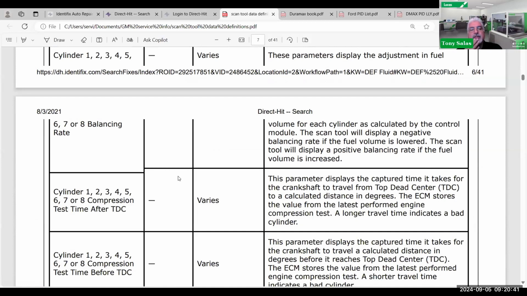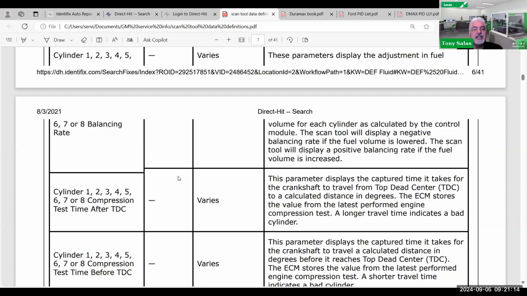We all know about the balancing rate, but take a look at the one that's also on your L5P. The second one down, it says cylinder 1 through 8 compression test time after top dead center. This parameter displays the captured time it takes for the crankshaft to travel from top dead center to a calculated distance in degrees. The ECM stores the value from the latest performed engine compression test. A longer travel time indicates a bad cylinder. I bet you guys didn't know that one.